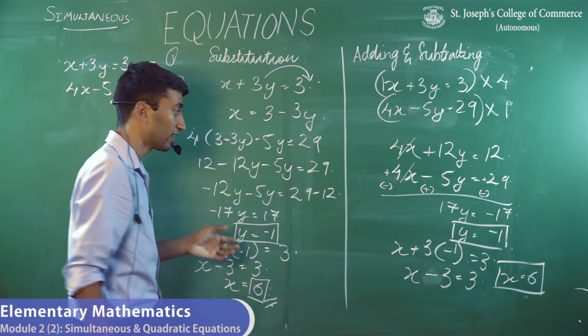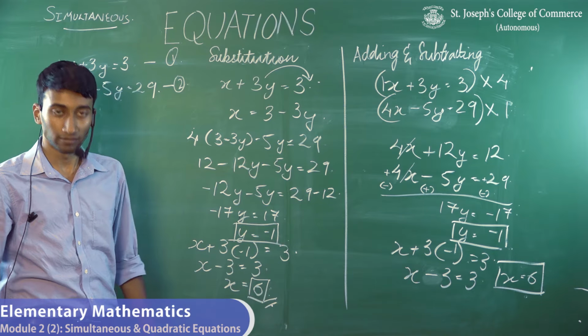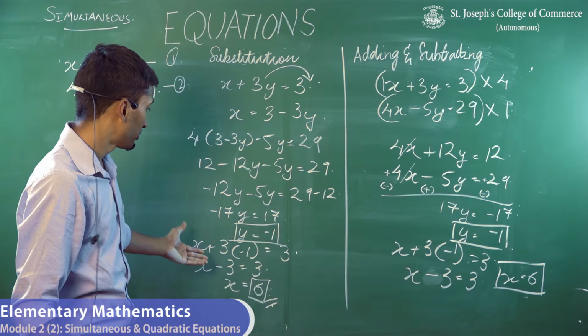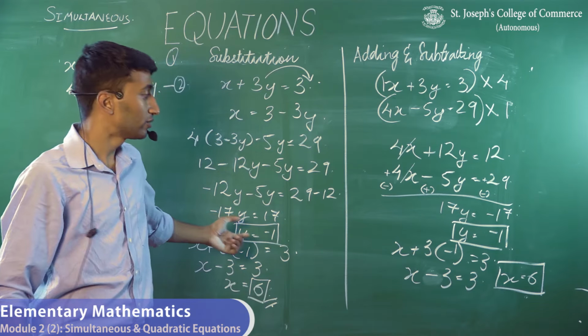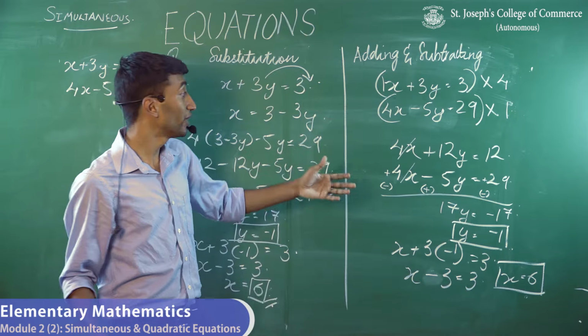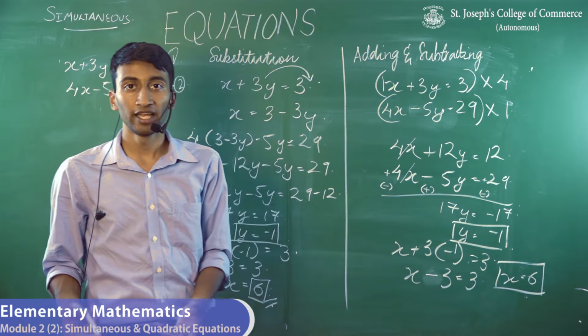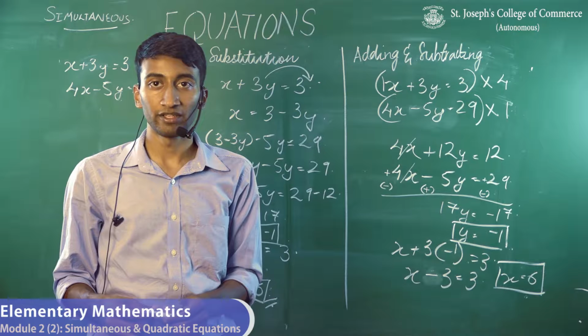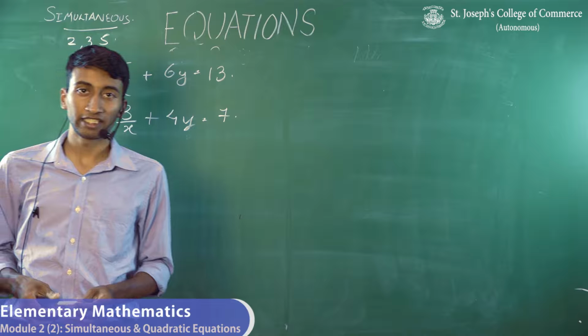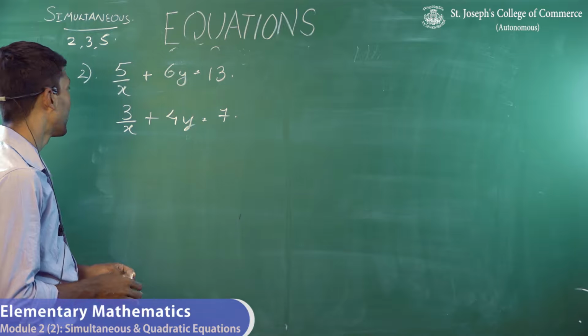Okay, so basically now after doing this, if you see both the answers, y is equal to -1 and x is equal to 6. So doing either method will give you the same answer, just that you have to choose the method that you would prefer. Under simultaneous equations, we would solve the second, third, and the fifth sum.